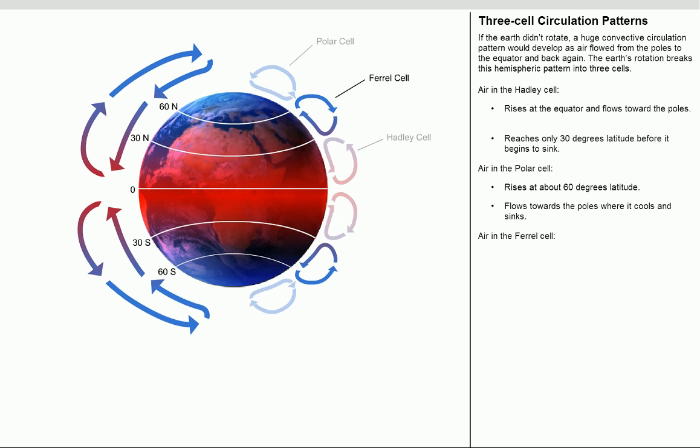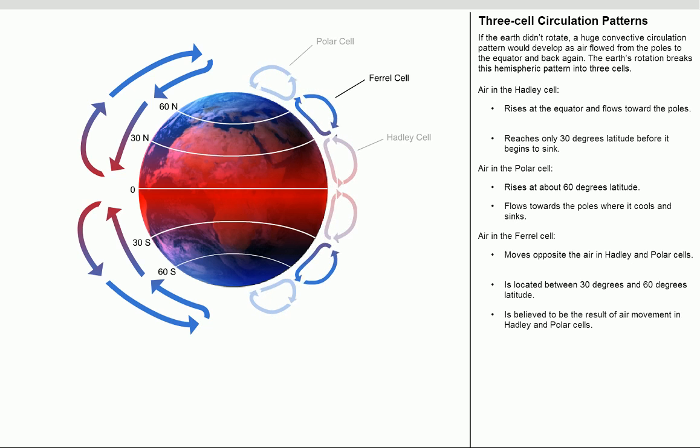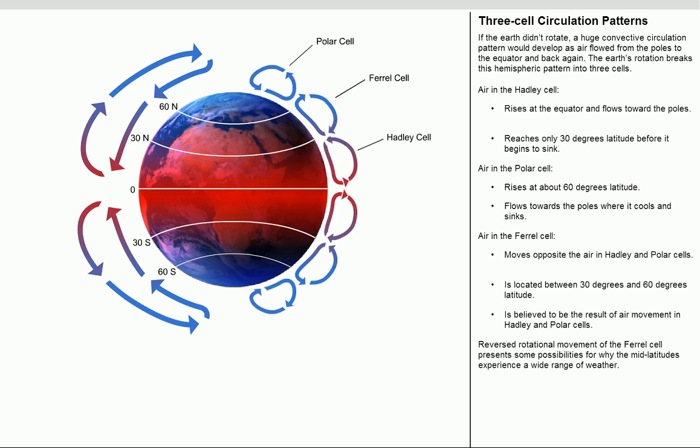Air in the Ferrel cell moves in a direction opposite the air in the Hadley and polar cells. Scientists believe that the movement in the Ferrel cell, which is located between 30 degrees and 60 degrees latitude, is the result of the air movement in the Hadley and polar cells. This exchange of air in the Hadley and polar cells and the reversed rotational movement of the Ferrel cell presents some possibilities for why the mid-latitudes experience a wide range of weather.